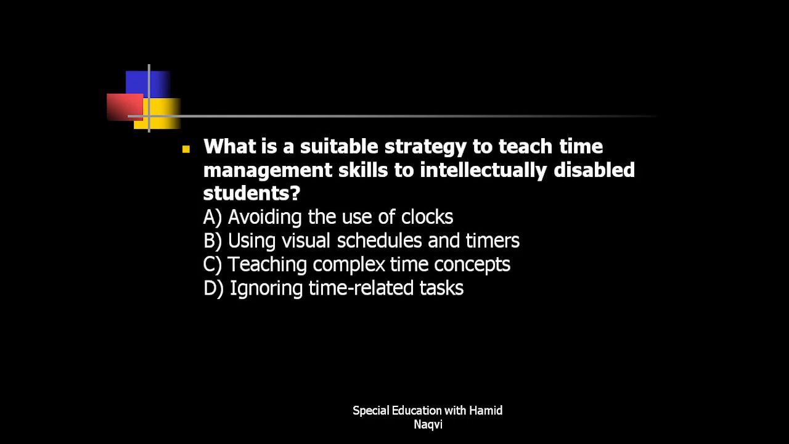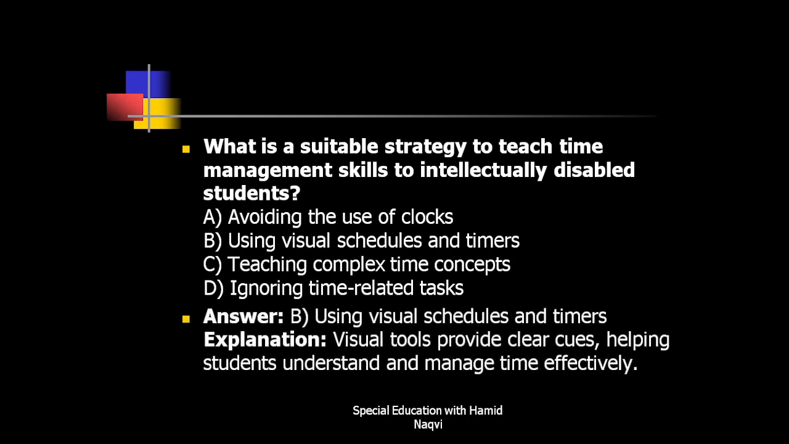Next is what is a suitable strategy to teach time management skills to intellectually disabled students? Avoiding the use of clocks, using visual schedules and timers, teaching complex time concepts, or ignoring time-related tasks. The answer is using visual schedules and timers. Visual tools, we know, provide clear cues, helping students understand and manage time effectively.